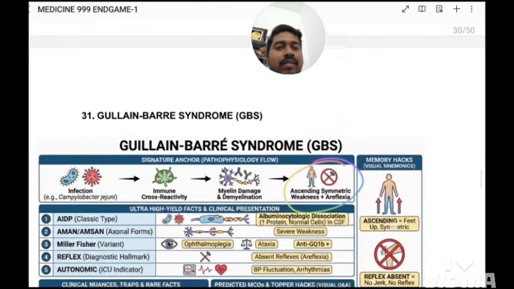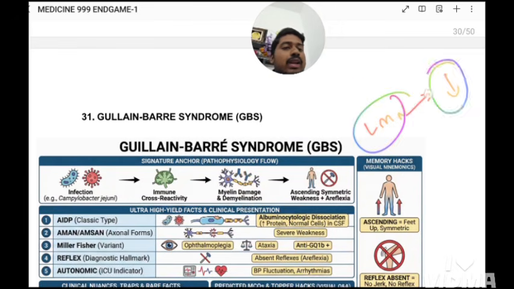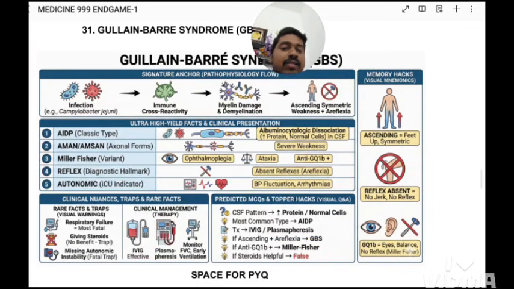Areflexia. Now, what is the importance of this areflexia? Because anytime you have an upper motor neuron lesion, you won't have areflexia. You will have hyperreflexia. Your reflexes will be exaggerated, like for example, in a stroke. But in case of LMN, like GBS, your reflexes will be decreased. So that is known as areflexia.